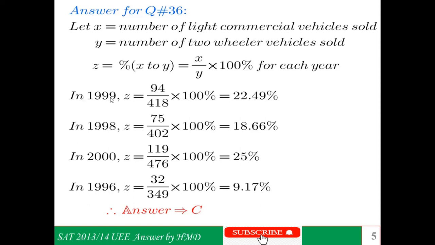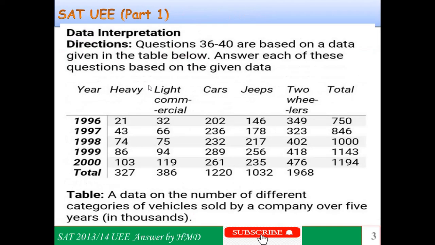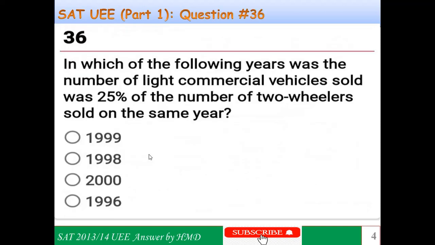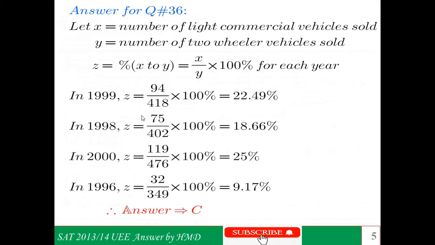So in 1999, Z is equal to 94 over 418 times 100%. From where did we get this one? From the table. Could you see this one, please? In 1999, the light commercial vehicles sold were 94, and the two-wheelers sold were 418. So we are taking the data from this one. So please try to refer to that table. So again, the percentage becomes 22.49%, right?